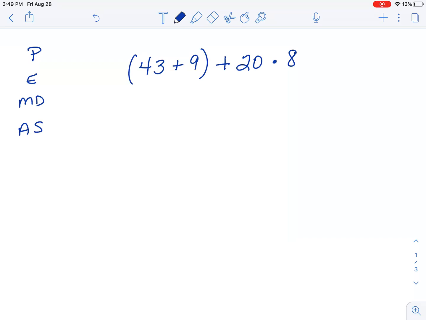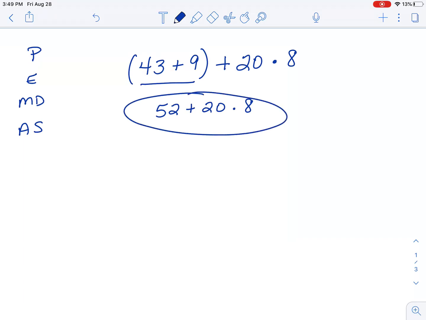So I look at my problem and I ask, do I have any parentheses? And this time I do. So I underline that. And I do 43 plus 9, which is 52. Now, I could put that parentheses back around it, and that would be fine. But notice that there's nothing to do else inside that. So when I'm done with parentheses, I usually just do away with them. Then I bring down the rest of the problem.